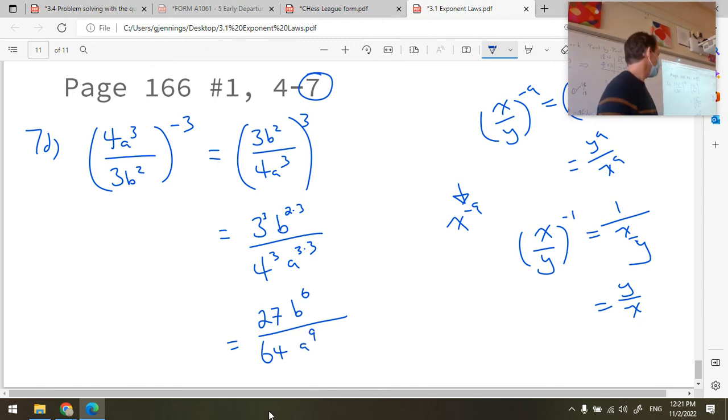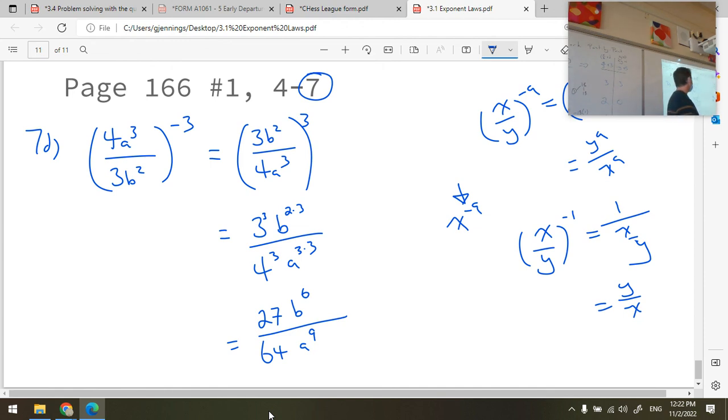Done. Wait, where did you get 27 from? 3 to the 3. Oh. 3, 9, 27, 81. Keep going. Wait, wouldn't it be 3 to the 3 times 3? It's not. No. The meaning of exponent is multiply that thing by itself 3 times, not multiply it by 3.